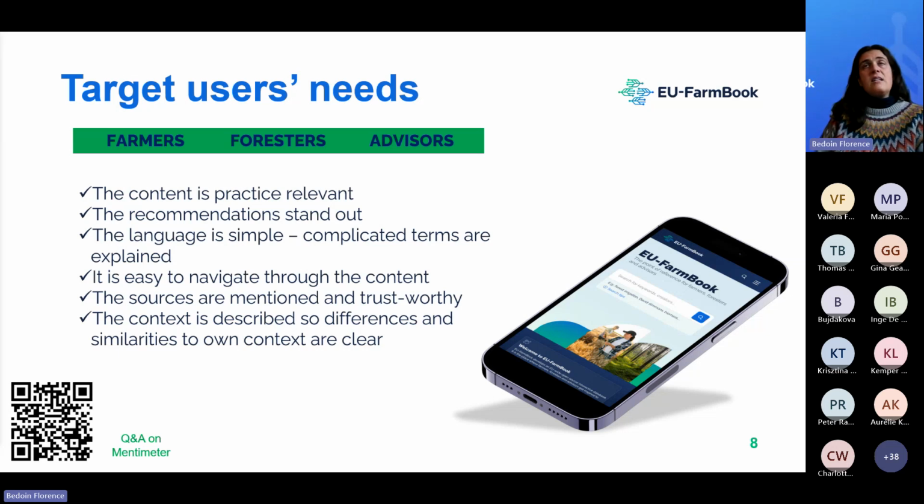If we think about their needs, and we have also been asking them, their needs are that the content they can see on the EU-FarmBook is practice relevant, and that the recommendations stand out. That means it's easy to find what the recommendation is. Maybe it's put first, so you don't have to go to the conclusion at the end of the document to find it, but it is really easy to see. And that the language is simple, and if there are complicated terms, they are explained.